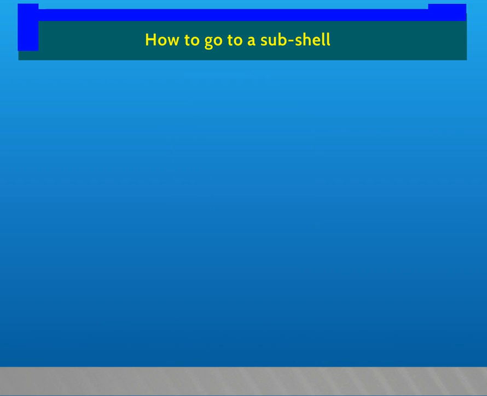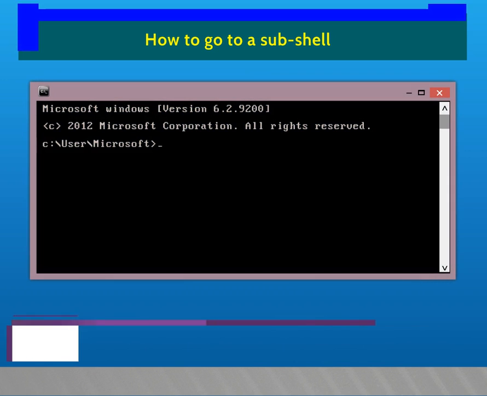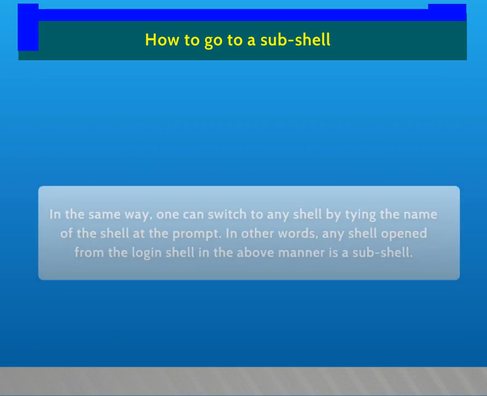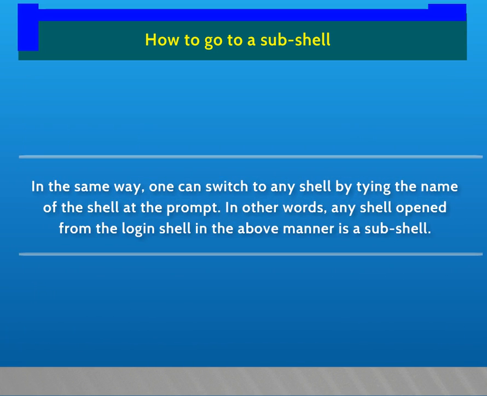How to go to a subshell? Simple. From the current shell, if you want to go to a K shell, type ksh at the prompt. In the same way, one can switch to any shell by typing the name of the shell at the prompt. In other words, any shell opened from the login shell in the above manner is a subshell.